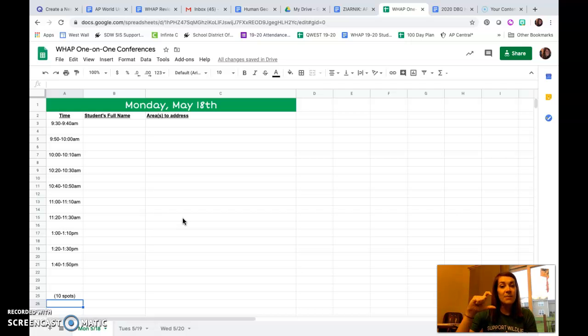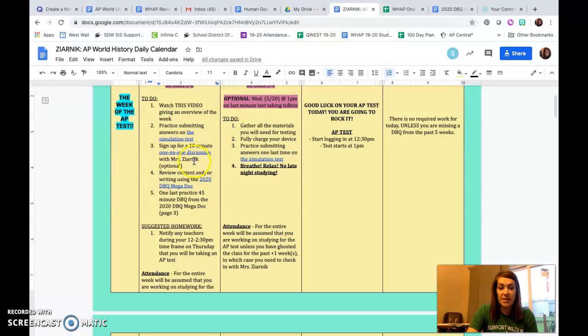It could be one aspect of writing the DBQ, like, hey, I'm really struggling with this point still, contextualization, thesis statement, whatever it may be. But you should have a specific area to address. It should not be that you sign up and then you just want to hang out for 10 minutes. Make sure this is a purposeful meeting because there are only 30 spots and I have more than 30 students. With that being said, if I realize by the end of today that I need to add more spots for Tuesday and Wednesday, I can. I just left some other time open for other questions.